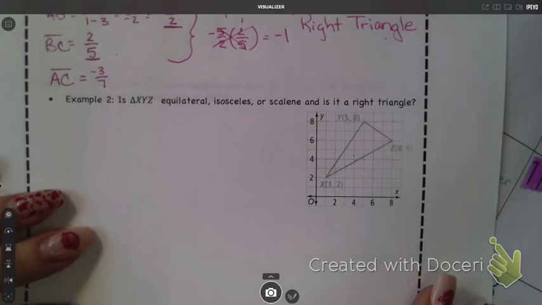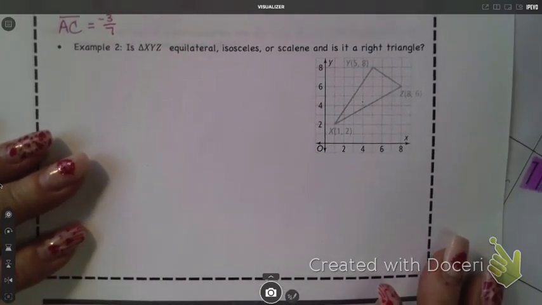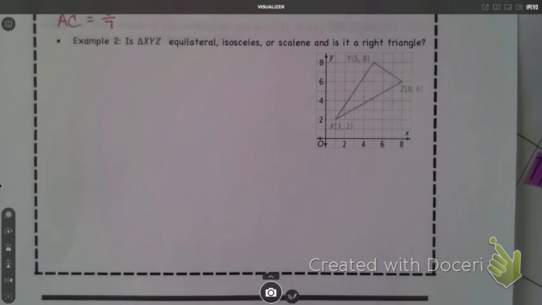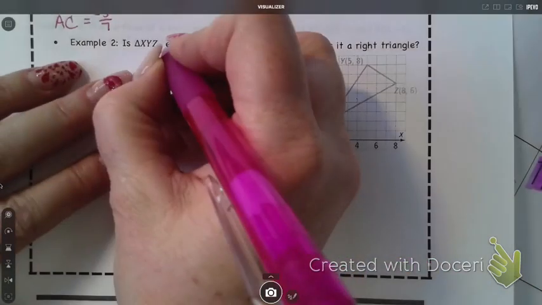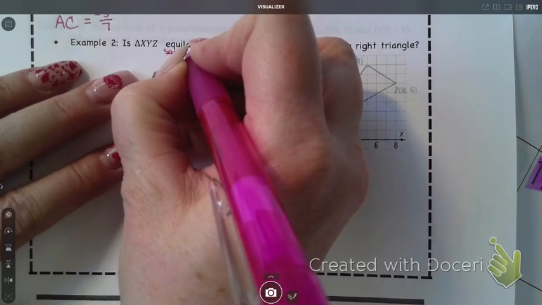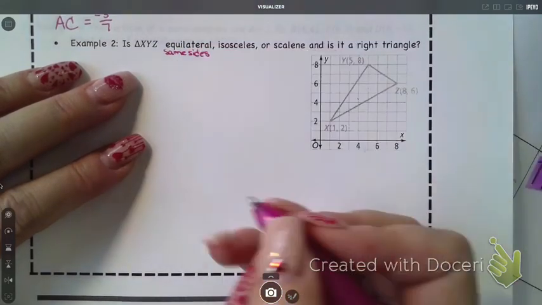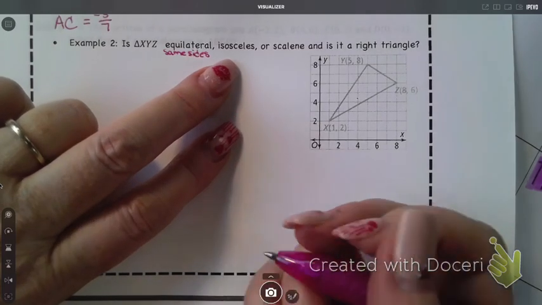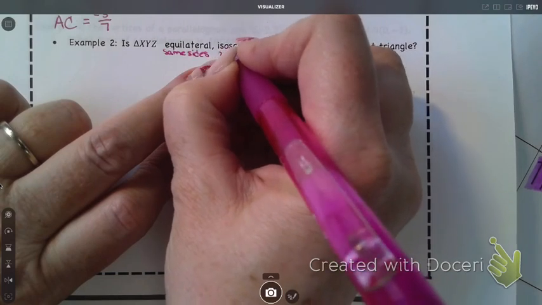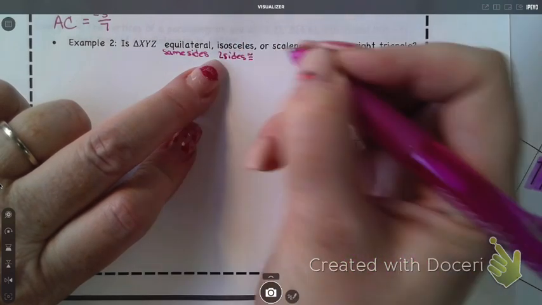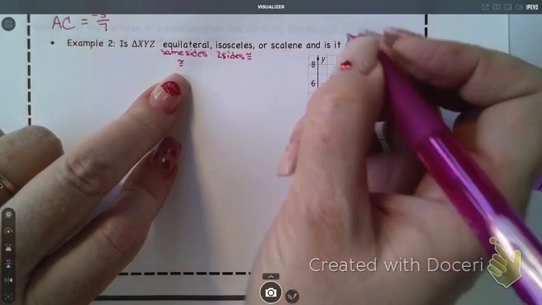Okay. The next question says, what kind of triangle is this? Is it equilateral, isosceles, or scalene? So what does equilateral mean? All sides are the same. Same sides. It's probably a scalene. What's isosceles mean? Two sides of the same. Two sides are congruent, right? Scalene, all three sides are different.